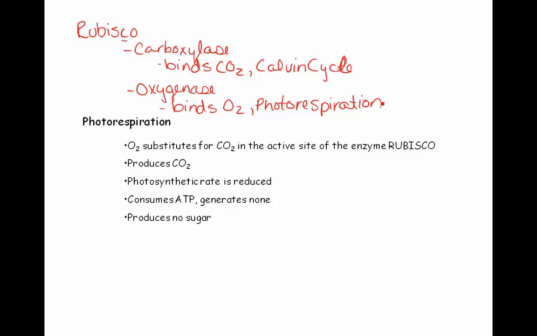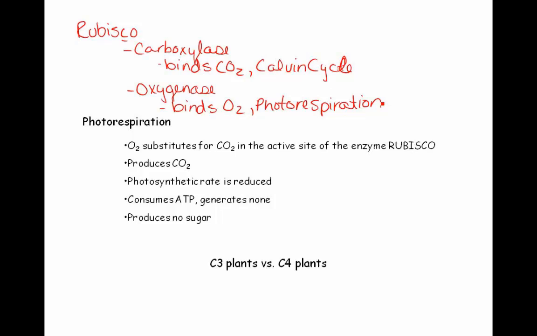Now, since we have two different molecules competing for the active site, whenever we have a competitive inhibitor, it can be outcompeted. So it can be outcompeted if we increase the amount of the substrate that we want to bind. So if we want Rubisco to bind carbon dioxide, which would certainly be what a plant would want to happen, then we need to have a higher concentration of carbon dioxide.